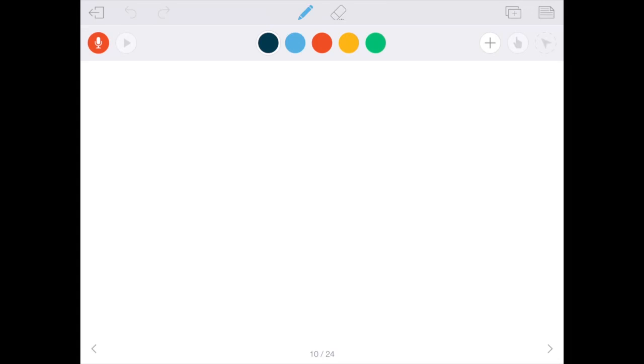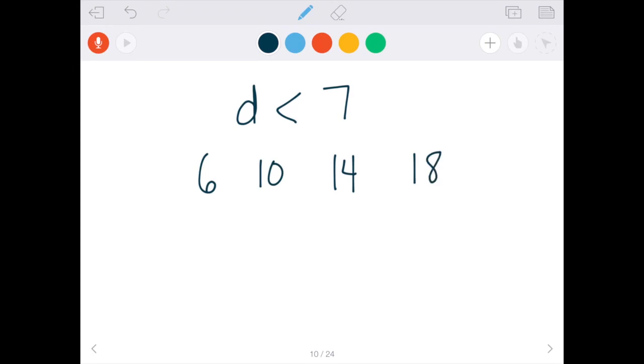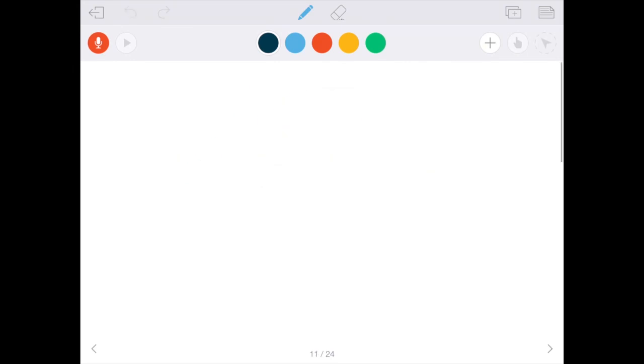So let me do some examples here. How about if I have this inequality? Pause for a second and think about that and choose your answer. Hopefully you realized that this is the less than symbol. D is less than 7. 6 has to be the right answer. Let's try another one.